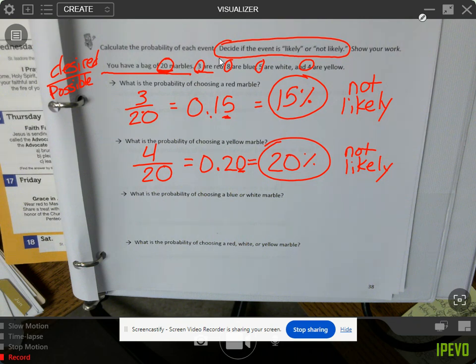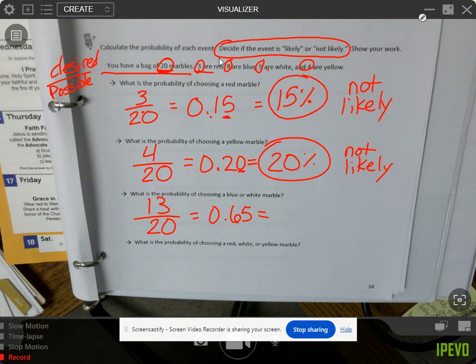What is the probability of choosing a blue or white marble? Who can tell me the fraction? Callie? 13 over 20. 13 white or blue. So I had to add my blue and my white marbles together. There are 13 altogether over my total possible outcome of 20, which gets me what decimal?